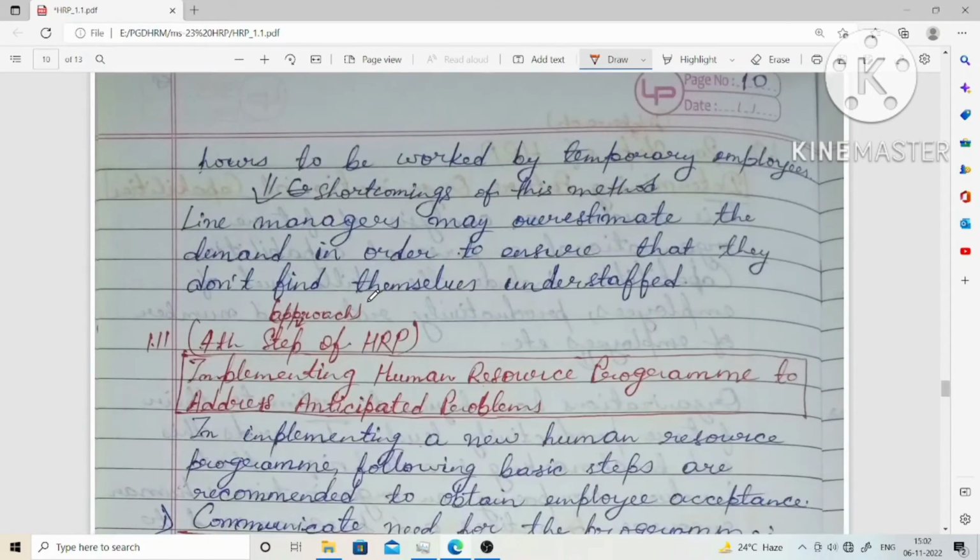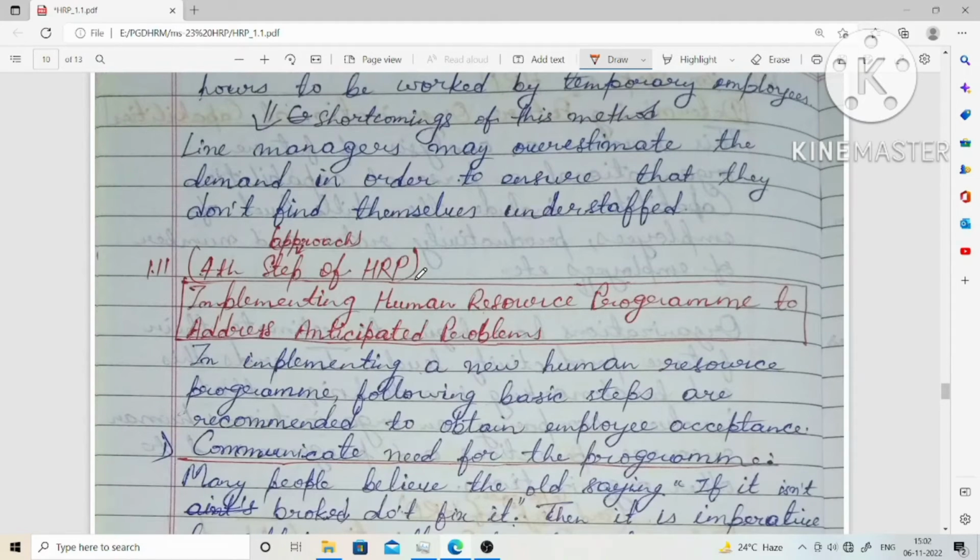Then the shortcoming of this method given is that line managers may overestimate the demand in order to ensure that they don't find themselves understaffed. So the line managers are estimating, and it may be possible that to get a sufficient number of staff they will overestimate, so that they will not have difficulty managing the work of the organization. So there is this possibility if it is a bottom up approach.